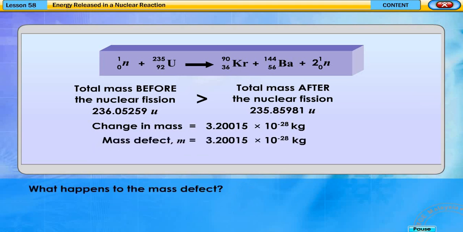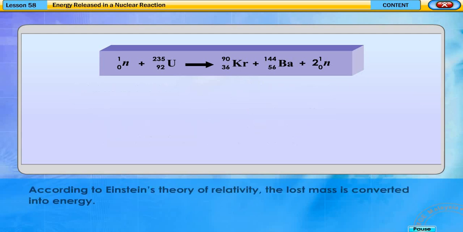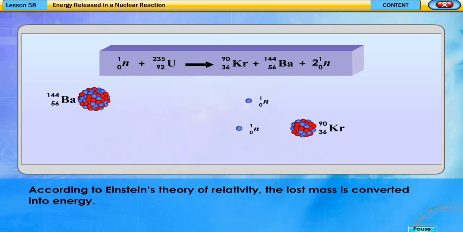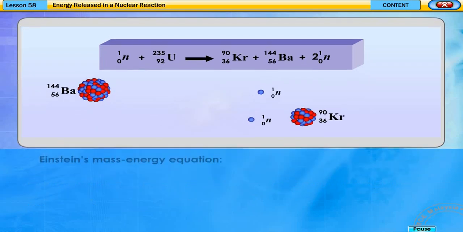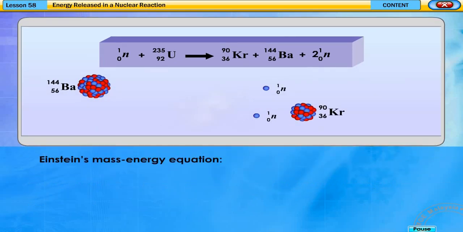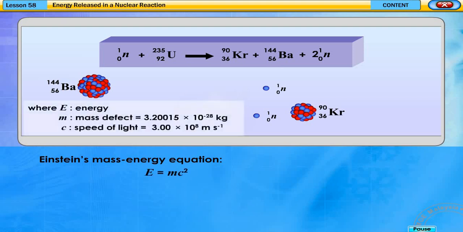What happens to the mass defect? According to Einstein's theory of relativity, the lost mass is converted into energy. Einstein's mass-energy equation, E equals mc squared, where E is energy, m is loss in mass or mass defect, and c is speed of light.